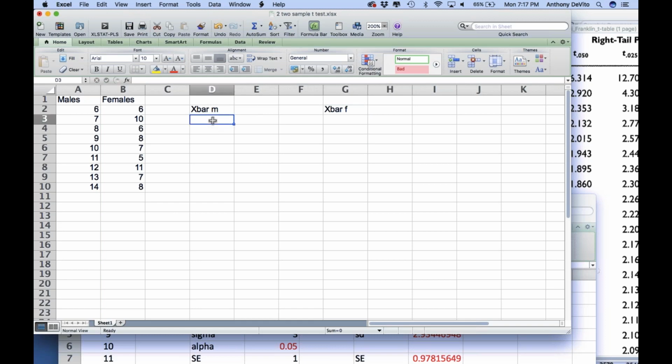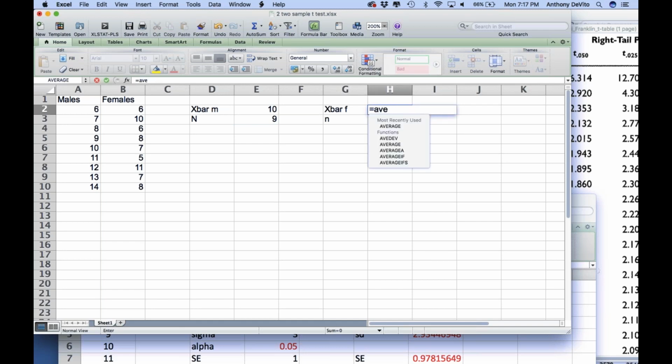Okay, now let's see. What about sample size? I know the sample size. In both cases it happens to be 9. It doesn't have to be an equal sample size, right? It can be different size samples. So the average for males is 10. Average for females, X bar for females, is 7.5.